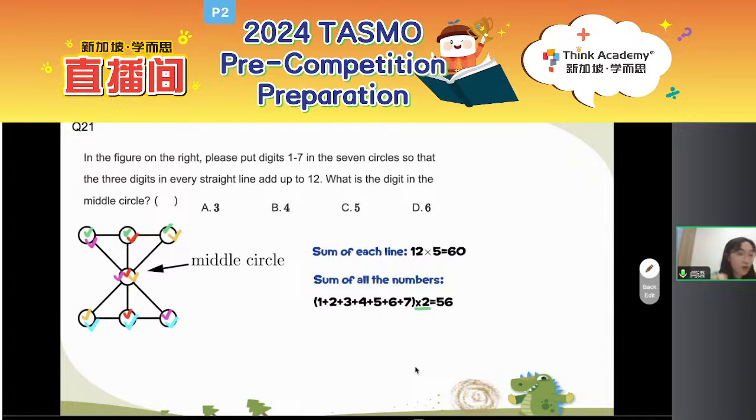Understand? Okay, so following this, you see 1 plus 2 plus 3 plus 4 plus 5 plus 6 plus 7, and then don't stop here. You need to multiply by 2.